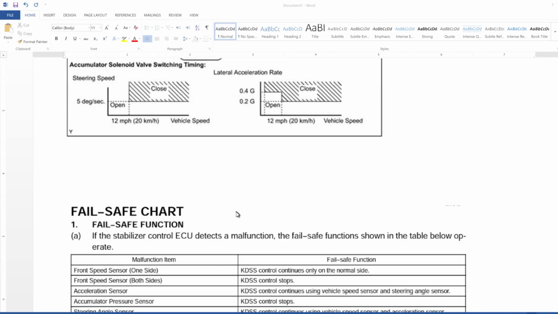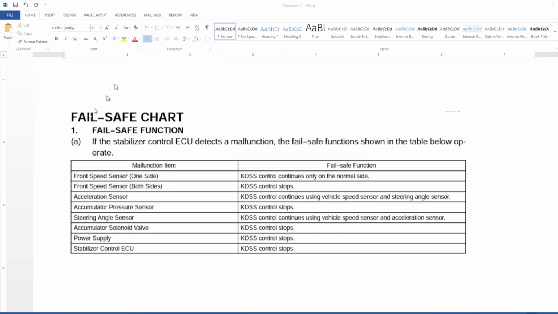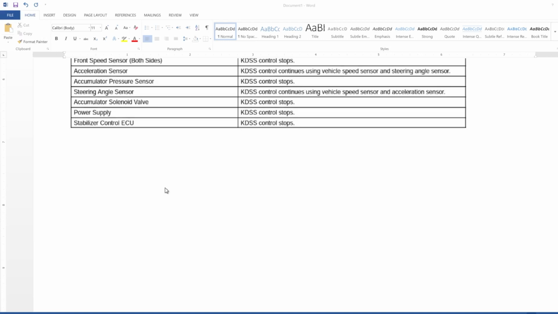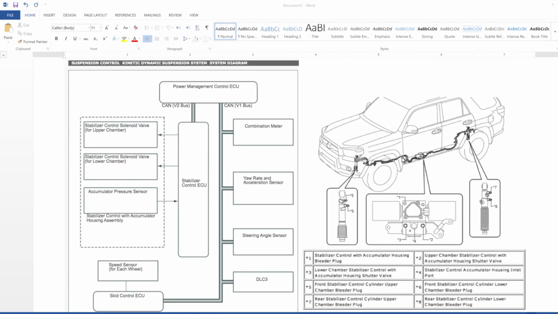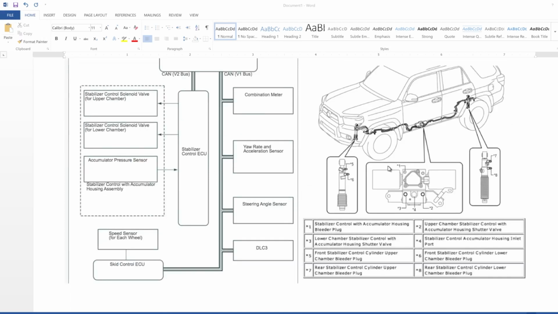I'll show you how I did that in some videos. This down here is just a fail-safe function chart. This kind of documents that you gotta have at least one front speed sensor for the system to function. If you lose the accelerometer, it'll use steering angle and vice versa. And here's some other interesting documentation I found digging around in case you need it. Okay, now I'm gonna jump into the videos and show you how I tested all of this.